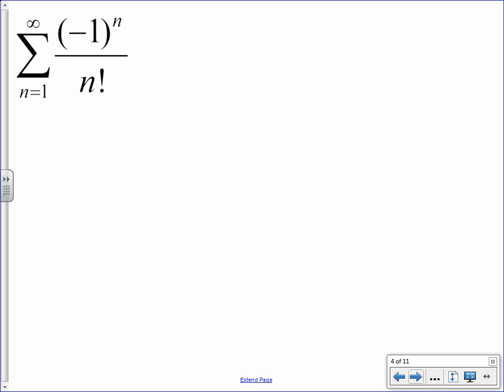Okay, so this is an alternating series, which means we just have to look at the limits and whether it's decreasing. I'm going to go for red this time. The limit as n approaches infinity is 0. Okay.